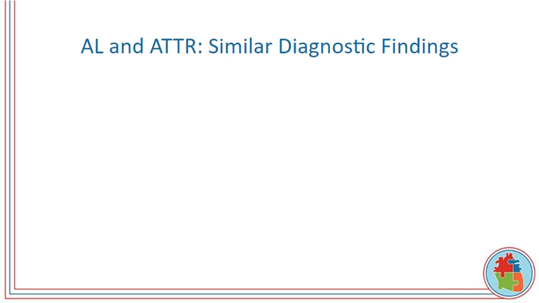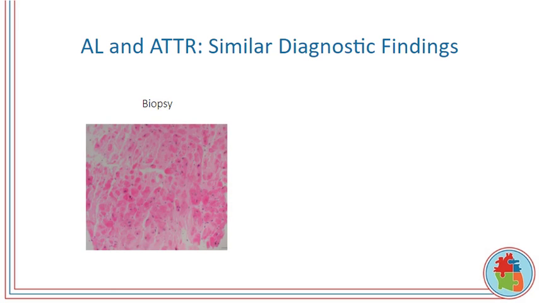When it comes to diagnostic testing, there are also many similarities between AL and ATTR. On cardiac biopsy, both AL and ATTR cardiac amyloidosis present as waxy, amorphous extracellular deposits that stain positive with Congo red and exhibit apple green birefringence under polarized light.